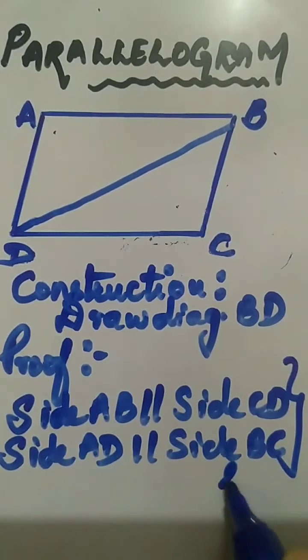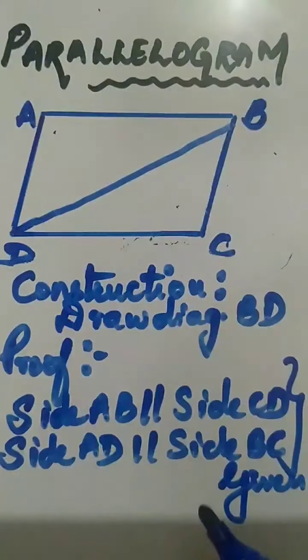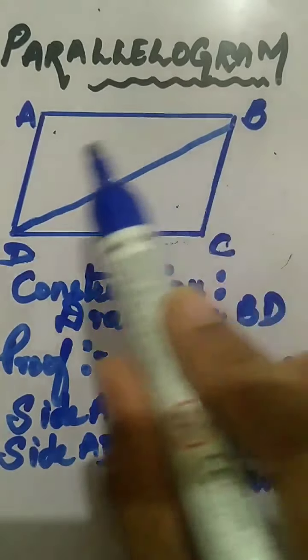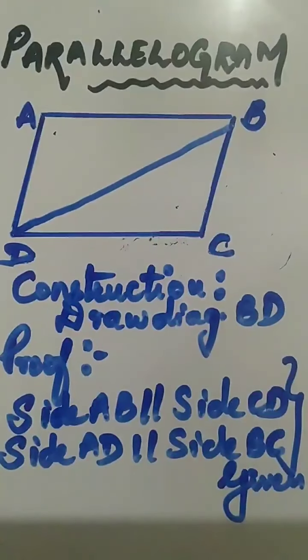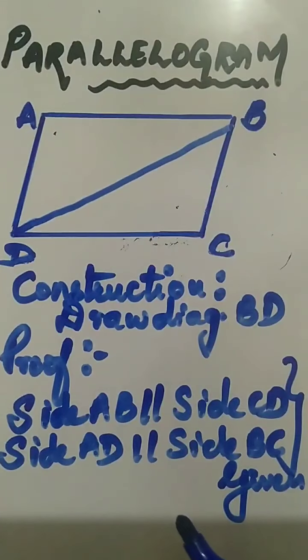This is given. Okay. So now if these two are parallel, then automatically you remember the alternate angles, which will be congruent. If lines are parallel, then the pair of alternate angles are congruent. Okay. So now let us take two triangles.